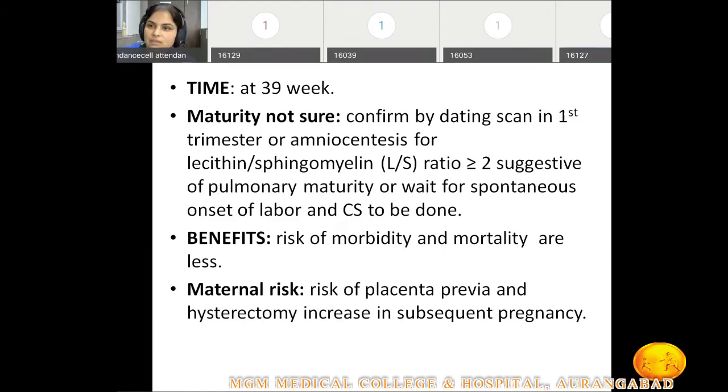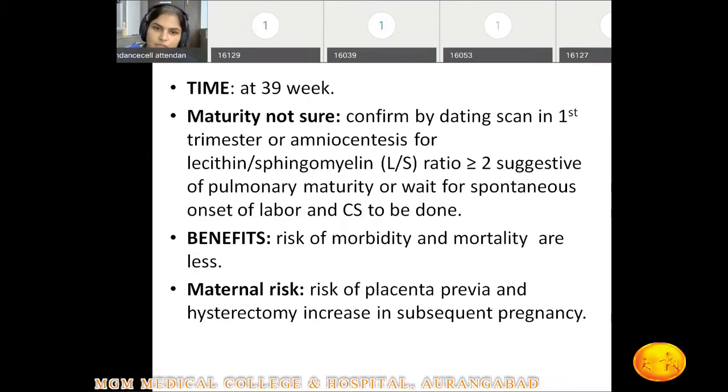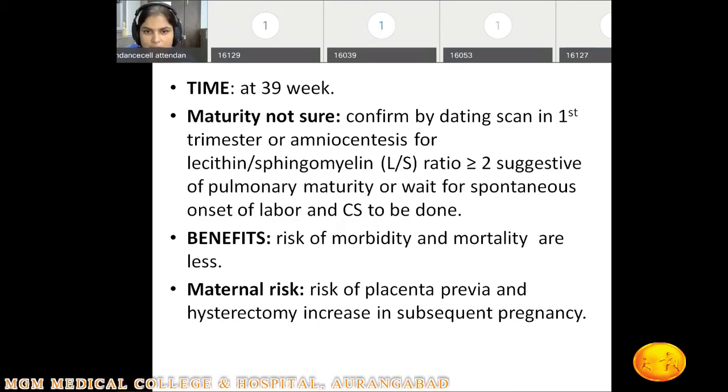So when can you do an elective cesarean section? It is preferably after 39 weeks because everything is good, the mother is good, the fetus is good, we don't need to rush. So we can plan a date, give them a date and time, and we can do it on that day, date and time.